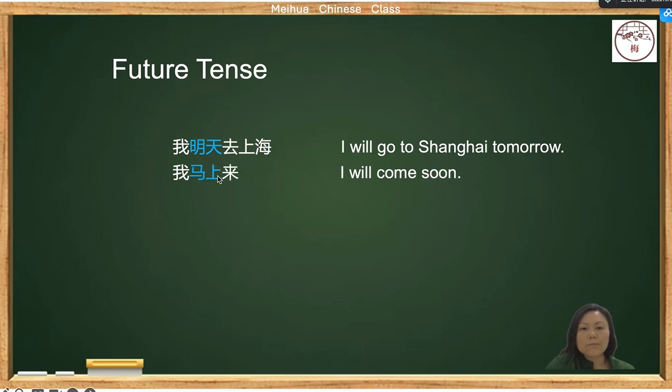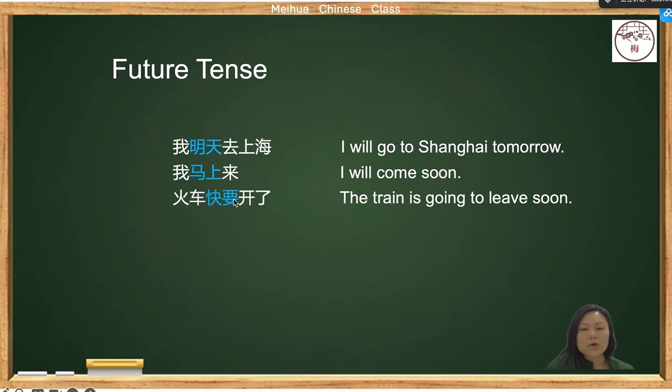我马上来. 马上 is the adverb, right? Before a verb. So I know it's also talking about the future tense. 我马上. I will come. And also soon. 马上 means something that's going to happen immediately. So we should add this soon.